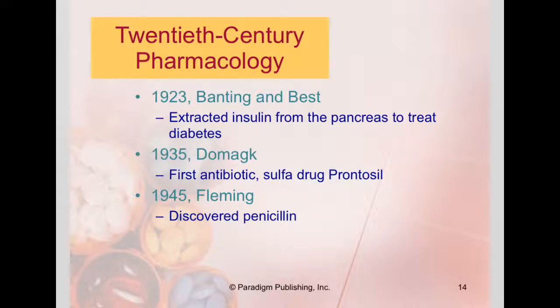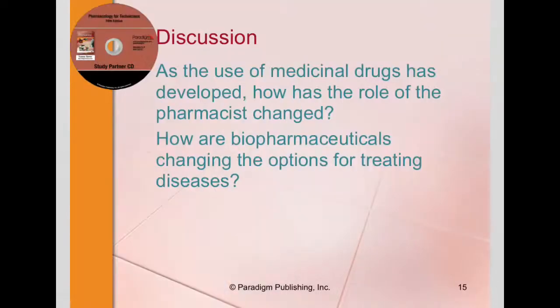In 1945, Alexander Fleming was at St. Mary's Hospital in London when he discovered penicillin, which changed everything. It made everyone a lot better, helped a lot of people survive a lot of bacterial infections.